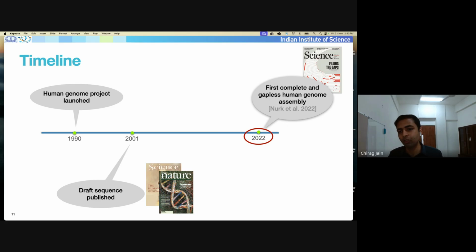So as a result of all this progress in the field, a group of researchers in the telomere to telomere consortium published the first complete and gapless human genome assembly in 2022. So now this genome is fully assembled. So the question is, why are we still worried about this problem? You have this full genome sequence assembled and available to you. So why are we still looking at this problem for research?